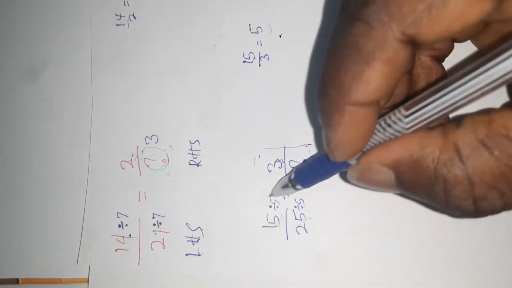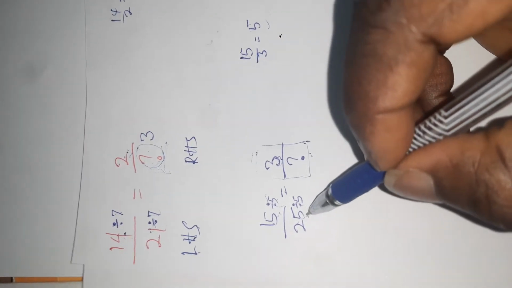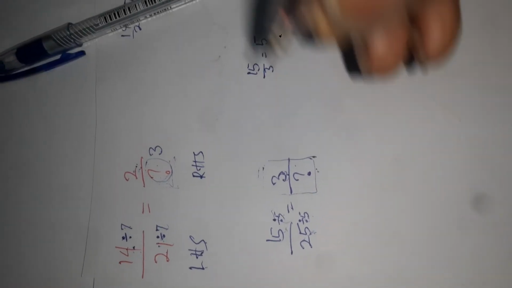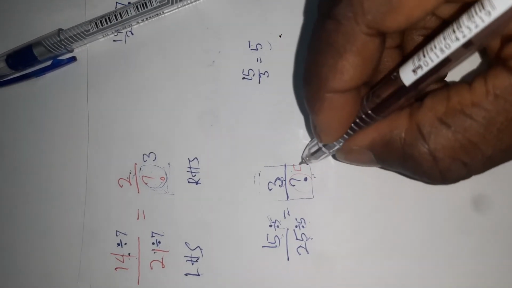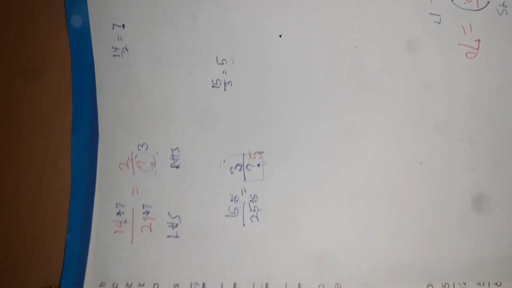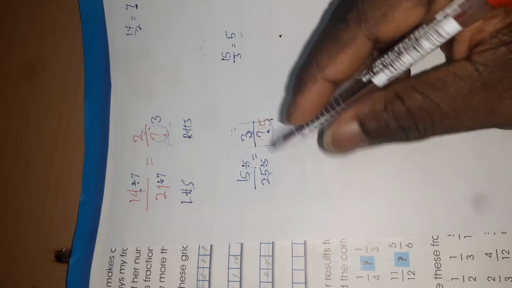Also the same division, you have it here. 25 divided by 5 is how many? 5. So your missing number here is what? Is 5. So clear? Okay, let me take another example.